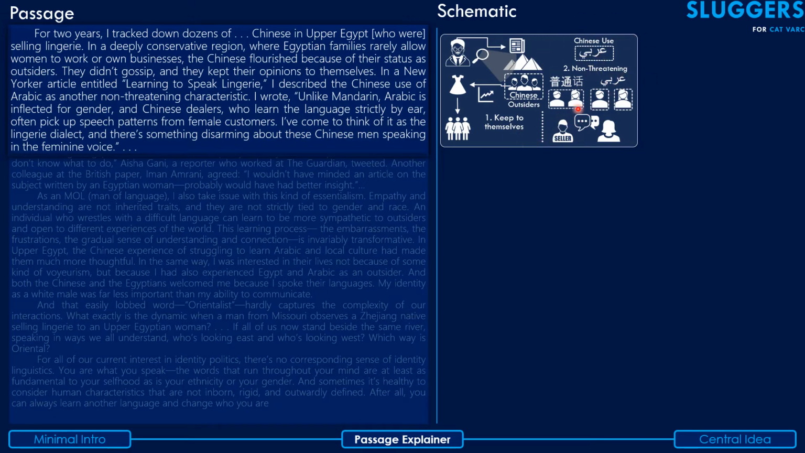Okay, that's what he has pointed to as the second reason for why they're able to flourish so well, because they don't seem to be threatening in any sense. Okay, so that's the explanation of the second paragraph. Let's move on to the next one now.